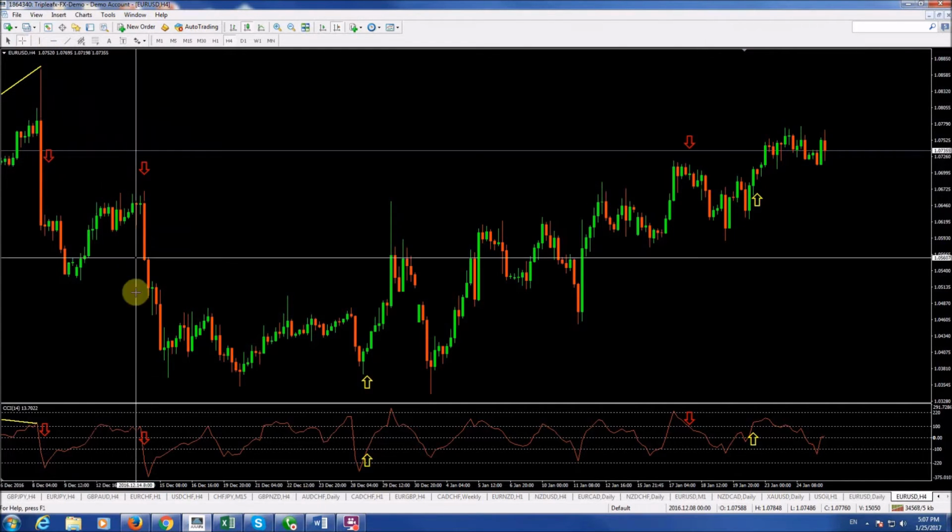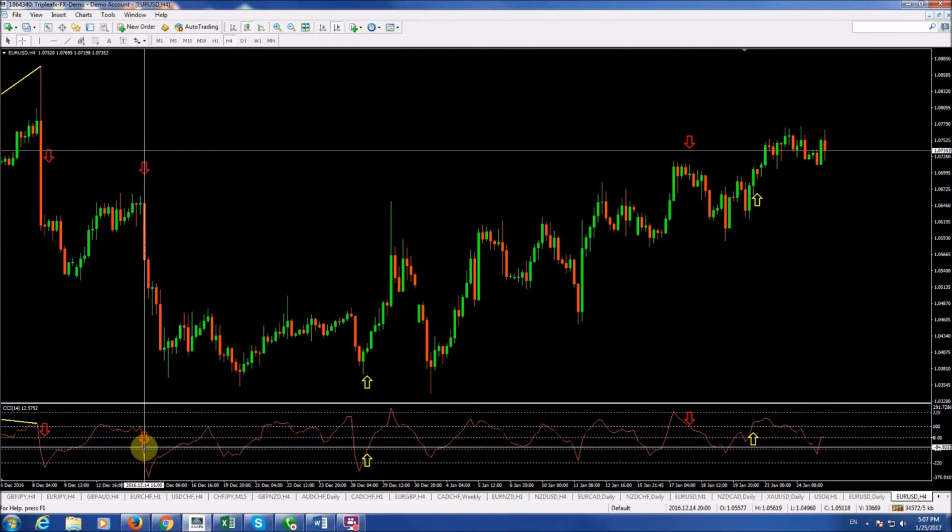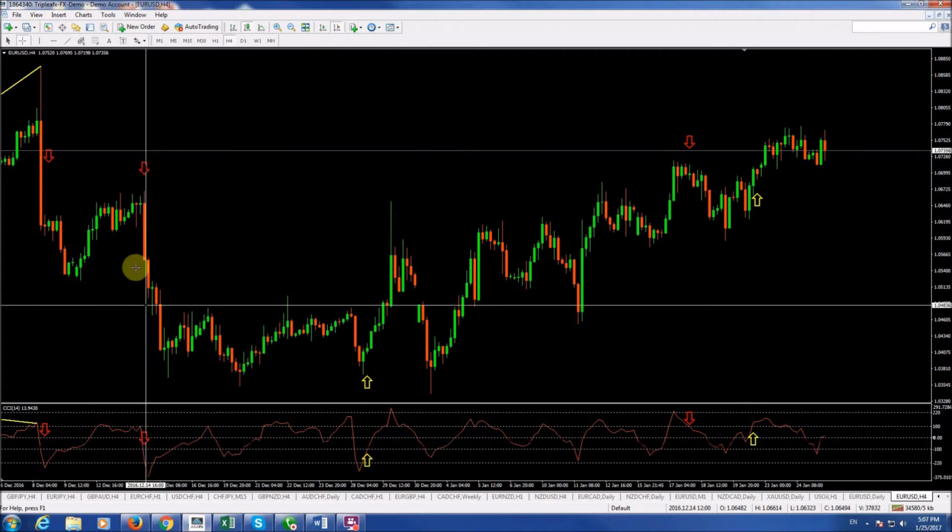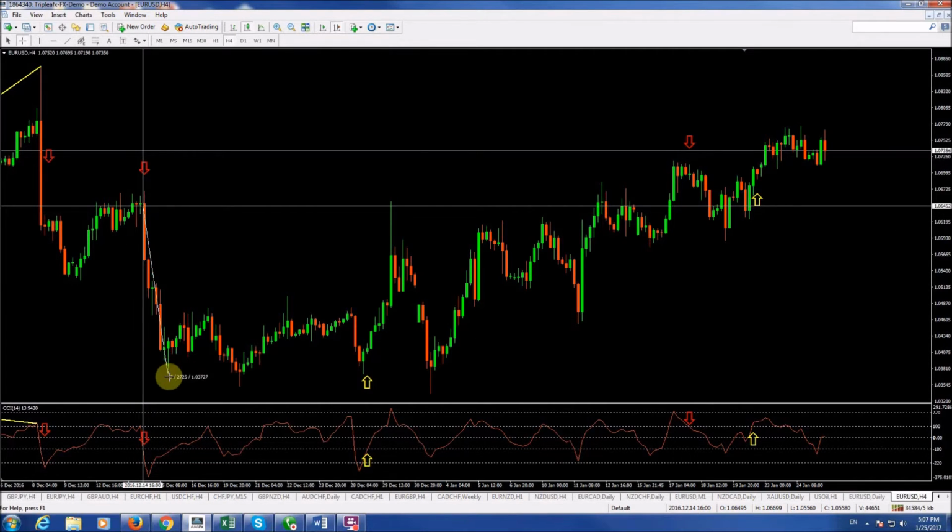Then we have the opposite example. Plunges below minus 100 reflect weak price action that can signal the start of a downtrend. As we can see in the chart here, a movement of 270 pips, 280 pips almost.